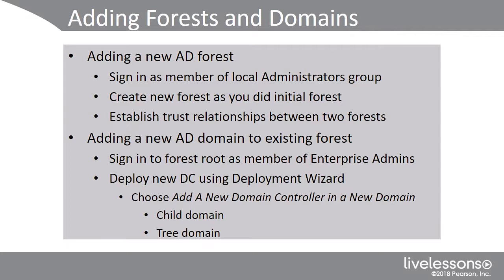When we want to add domains to our new forest, we now sign in as an enterprise admin because we're working at the domain level, not just at the server level. And then we're going to add our new domain controller using our deployment wizard. Specifically, we're going to choose to add a new domain controller in a new domain. We'll do so for the child domain, which is really just a subdomain as we saw previously, and then for the tree domain, which creates a new tree in the same forest. This is going to be really helpful if you want to create multiple DNS domain names. Maybe in addition to azmtp.pearson.com, I used to live in Colorado Springs, I want co.mtp.pearson.com. I would do so by creating a new tree domain.